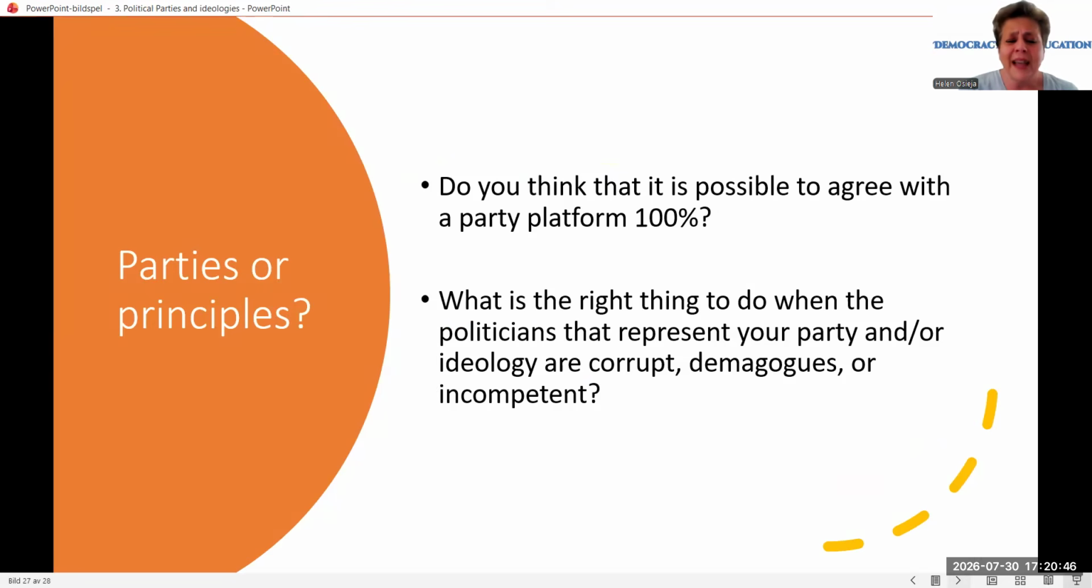But I would like to ask you, what is more important, parties or principles? The first question is, do you think that it is possible to agree with a party platform 100%? And the second one, what would be the right thing to do when the politicians that represent your party and or your ideology are corrupt, are demagogues, or incompetent? Should I vote for them?